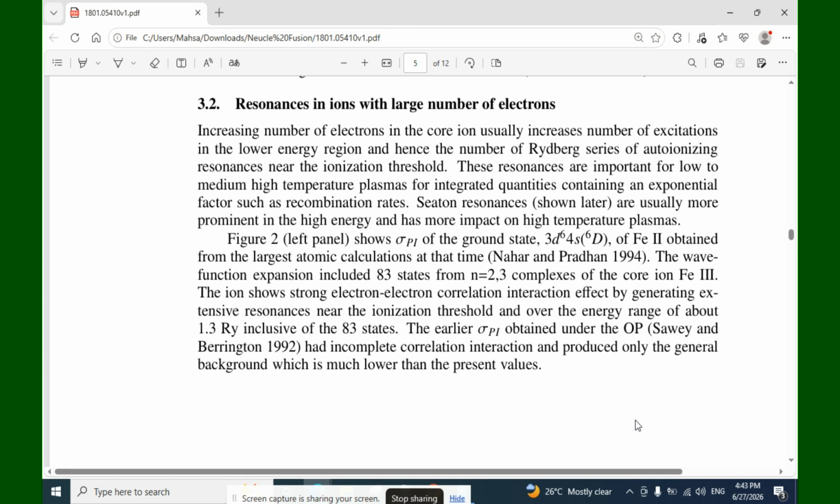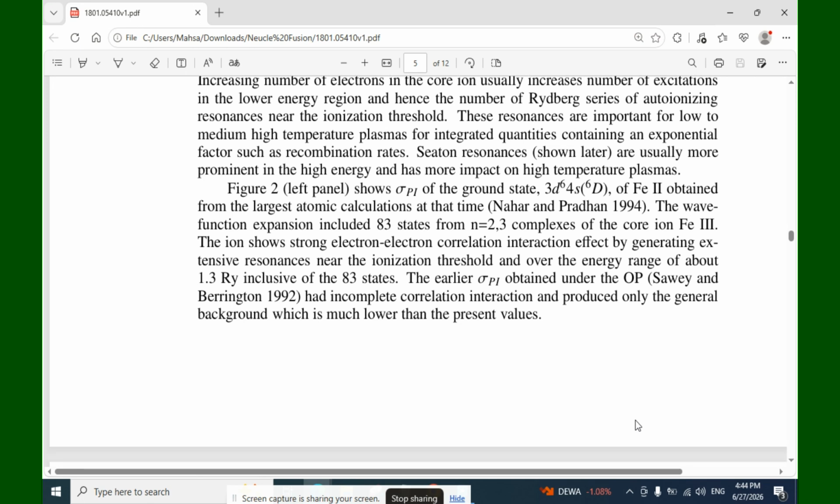Figure 2, left side panel, shows sigma PI of the ground state 3d^6 4s of Fe II obtained from the largest atomic calculations at that time, Nahar and Pradhan in 1994. The wave function expansion included 83 states from the n equal to 2, 3 complexes of the core ion Fe III. The ion shows strong electron-electron correlation interaction effect by generating extensive resonances near the ionization threshold and over the energy range of about 1.3 Rydbergs, inclusive of the 83 states.